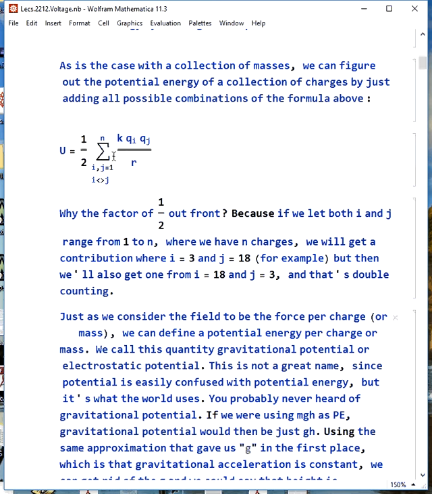This is one way you commonly see it written, where we have U is 1/2 the sum where i and j go from 1 to n of k, qi, qj over r. We have the restriction that i can't be equal to j, because then r would be 0. We get a mess. That would be the self-energy, which is certainly not something we're considering here. The factor of 1/2 is because if you do this, for example, you'll have the energy between Q2 and Q3, and then later you'll have the energy between Q3 and Q2, so you'll count everything twice.